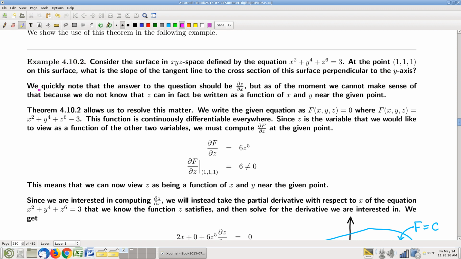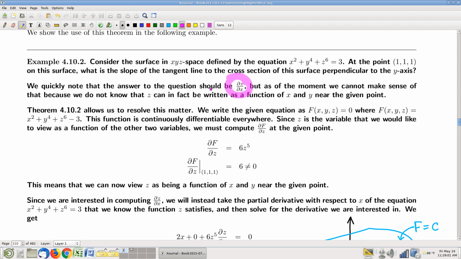Now, here's a surface that I can approximately say is not entirely unlike a sphere, qualitatively. But it's not exactly a sphere. I don't really know exactly what this surface looks like. But I can ask, at this point, how would I find partial of z with respect to x? I phrased this as, what's the slope of the tangent line to the cross-section of the surface perpendicular to the y-axis? Think through the geometry of that, and that means, hopefully, can I compute partial of z with respect to x?